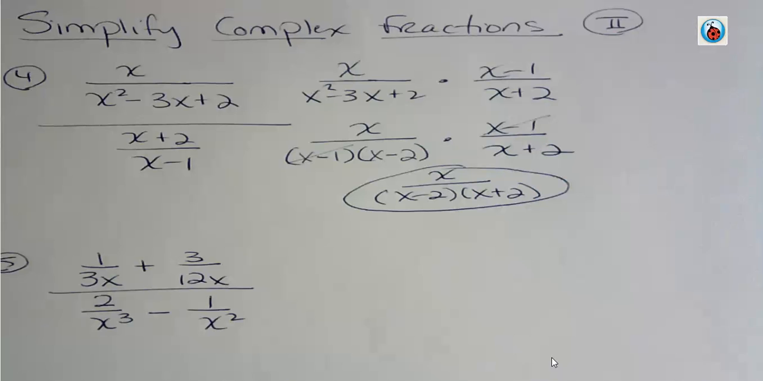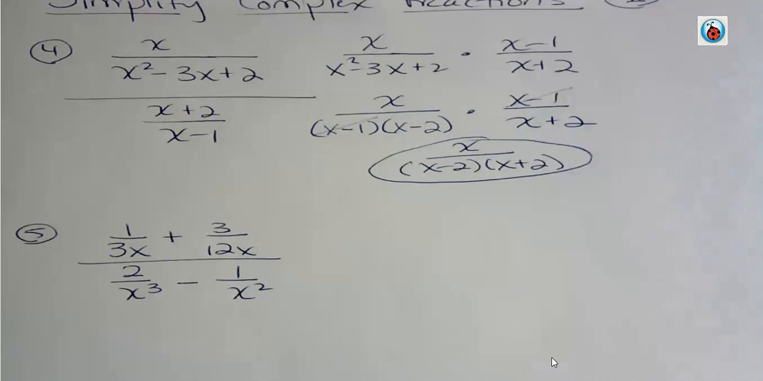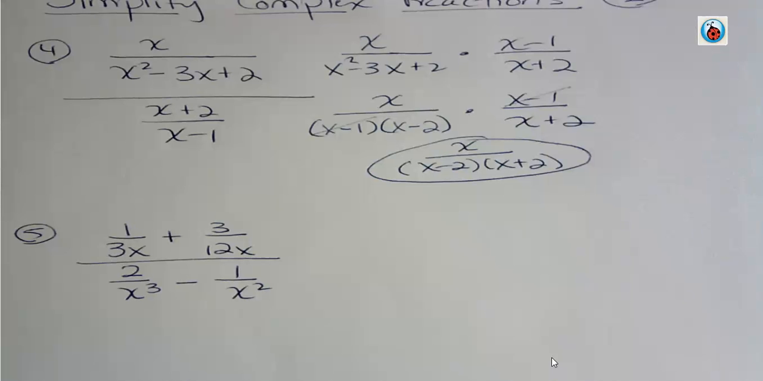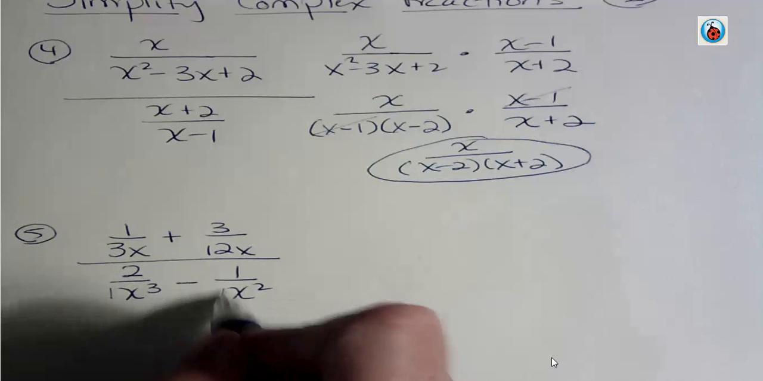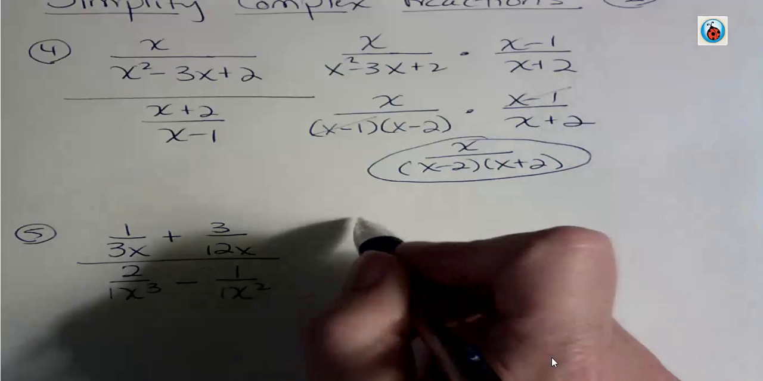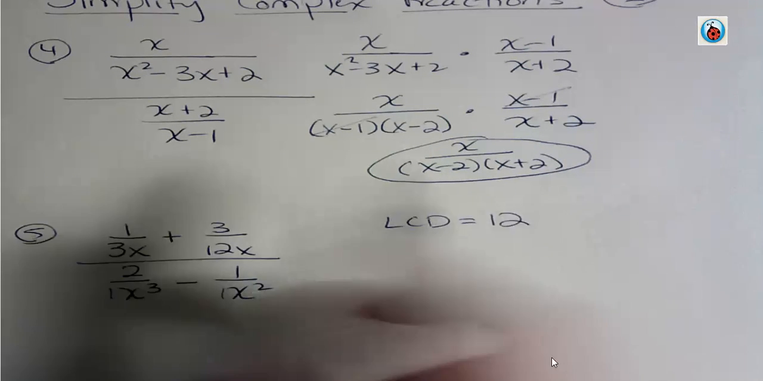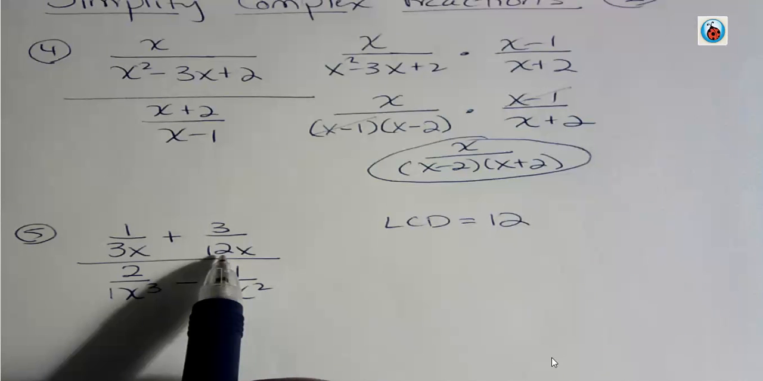Okay, let's take a look at this one. I wanted to do this one because the LCD is a little trickier for some people. And so let's look at the number first. The numbers that I have are 3 and 12. This is actually 1. That doesn't change anything, right? So my coefficients are 3 and 12 in the denominator. And so that means that the LCD, number-wise, is going to be 12 because 3 goes into 12 and 12 goes into 12.